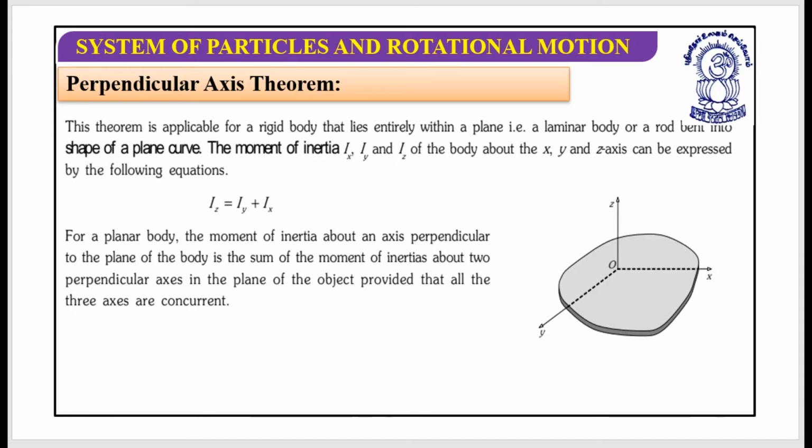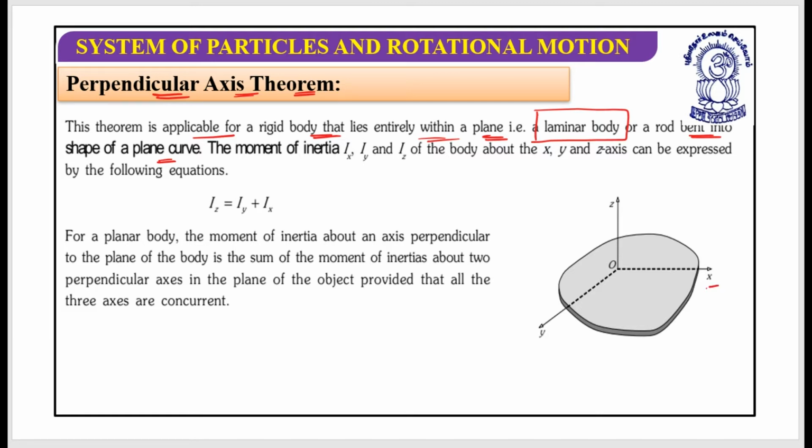First is the perpendicular axis theorem. This theorem is applicable for a rigid body that lies entirely within a plane. It means it is a laminar body. This is the limitation, that it is applicable to laminar bodies only. Or we can say this can be a rod bent into the shape of a plane curve.